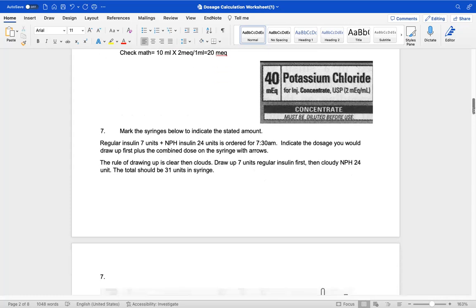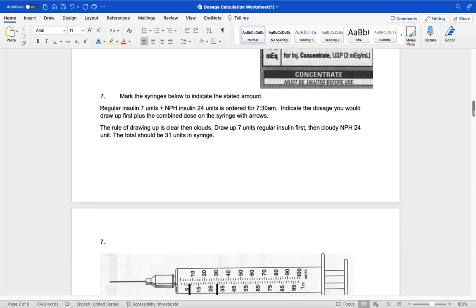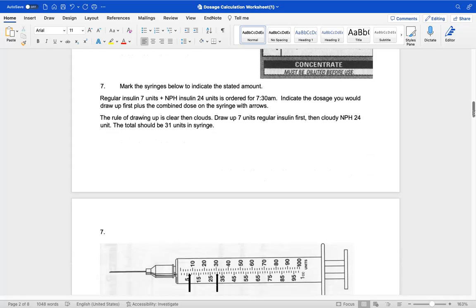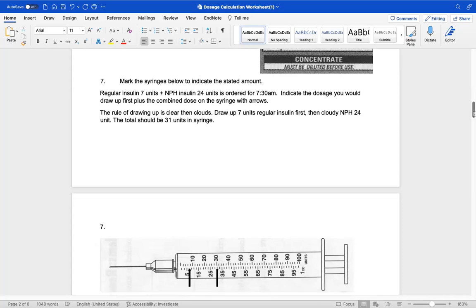All right, so with this, we're going to mark the syringes below to indicate the stated amount. So regular insulin 7 units plus NPH insulin of 24 units is ordered at 7:30. Indicate the dosage you would draw up first, then combine dose on the syringe. Okay, so remember from Adult Health 1 when we were doing our insulin. We're going to draw up clear, then cloudy, because if we draw up cloudy, we're going to contaminate that clear bottle. So we're going to draw up this regular insulin first.